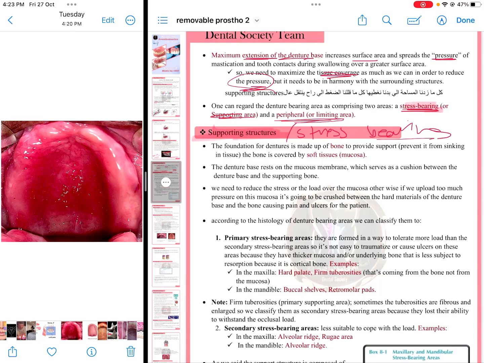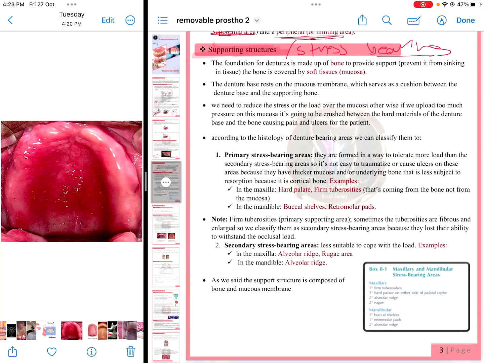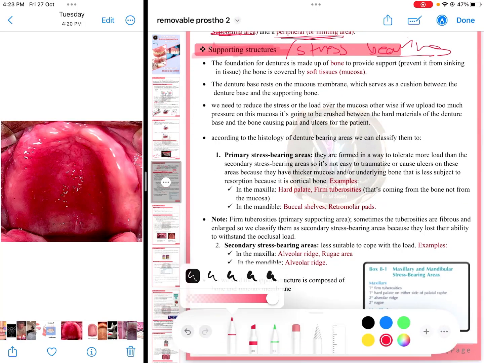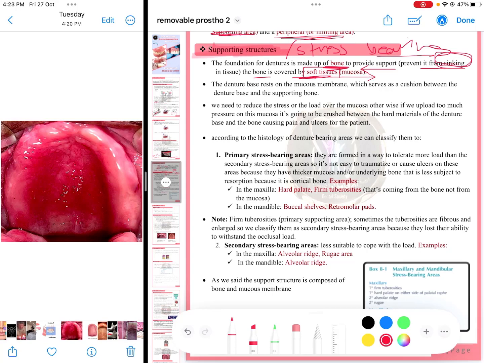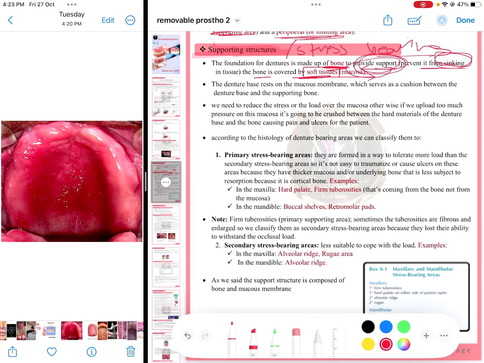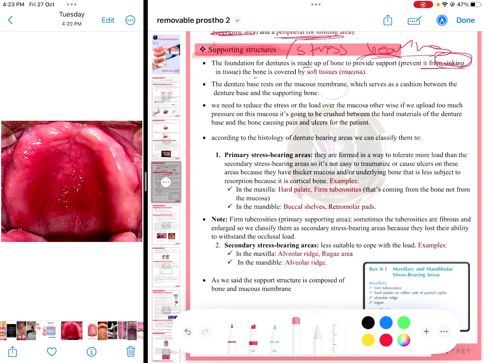Now, about the foundation for a denture. We know that the foundation of the denture means that beneath the denture we will have bone, right? That will give us support. It will prevent, as I said, the denture from sinking, from diving in. This bone is covered by soft tissue, which is the mucosa, and this will give us support. The principle that we talked about before is preventing the denture from moving toward the tissue.